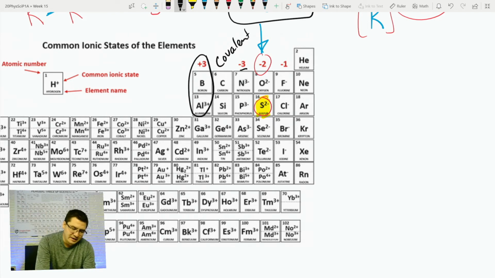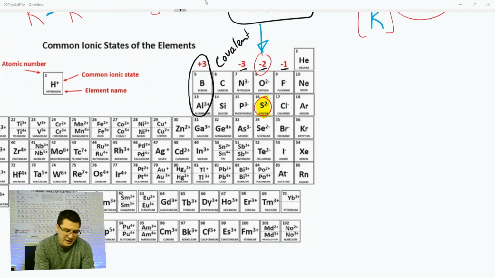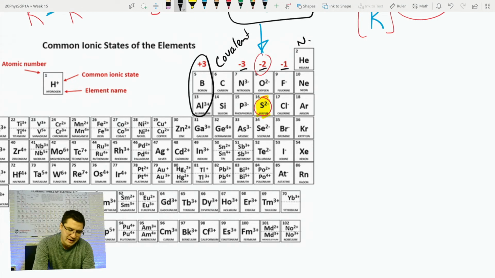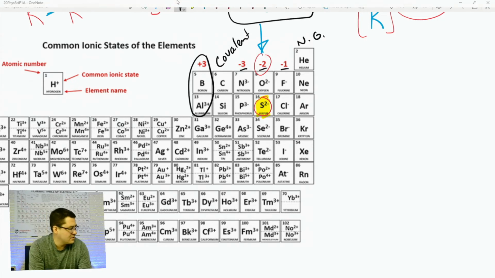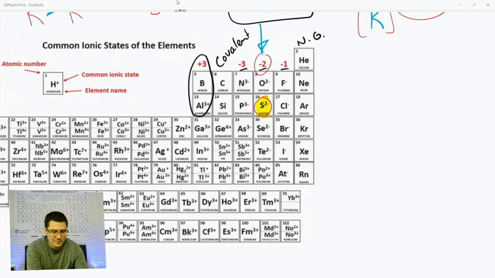Group 5 likes to gain 3 electrons. Group 6 likes to gain 2. Group 7 likes to gain 1. And group 8, these are our noble gases. And noble gases don't like to bond to anything. So, like helium, neon, argon, krypton, those just like to hang out as atoms by themselves.